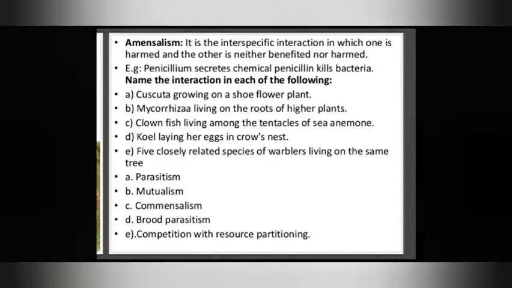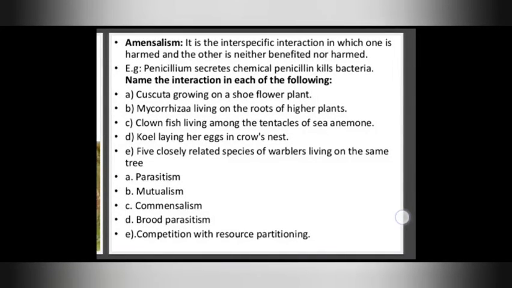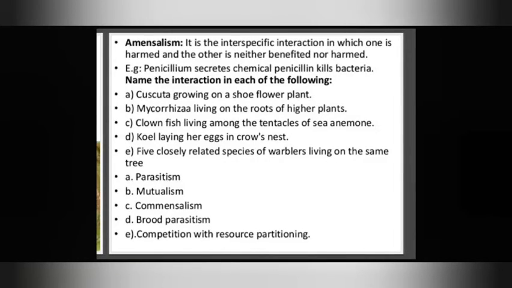Now, these are a few examples. Can you answer it? Can you identify it? For example, Cuscuta growing on shoe flower plant. What type of interaction is it? Yes, it is called parasitism.